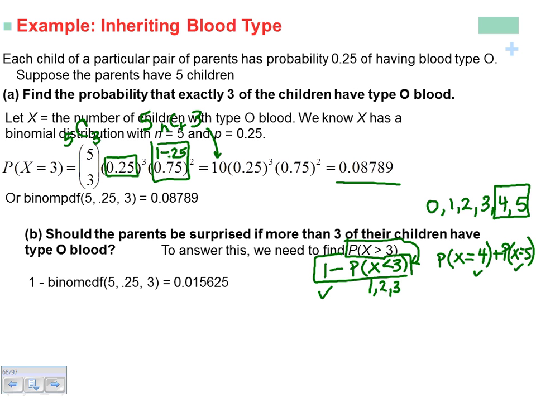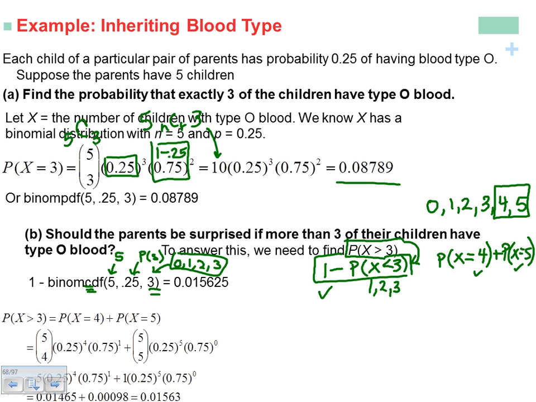So if I did it the first way, like we said, we could do 1 minus the binomial CDF, because we're accumulating all the way up to the 3. So we have our number, which was 5 kids, the probability of success, and how many we wanted to accumulate up to. So this would mean 0, 1, 2, and 3. So that's option 1.